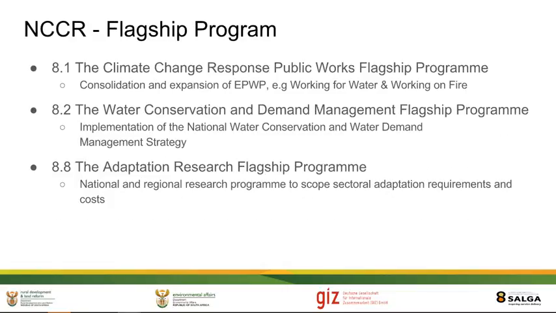The National Climate Change Response Policy also highlights 8 near-term priority flagship programs aimed at delivering the main objective. Whilst these address climate change and aim to deliver emissions reduction outcomes in various sectors and departments, 3 of these programs support climate change adaptation of rural communities. The Climate Change Response Public Works Flagship Program will consolidate and expand the Expanded Public Works Program, or EPWP, and its sector components such as Working for Water and Working on Fire programs.